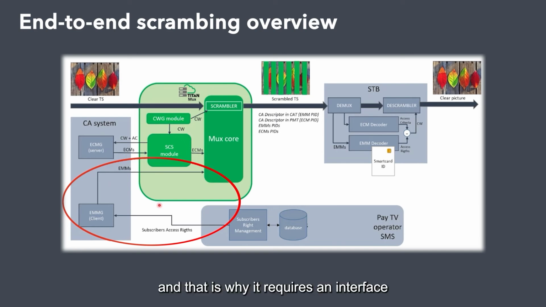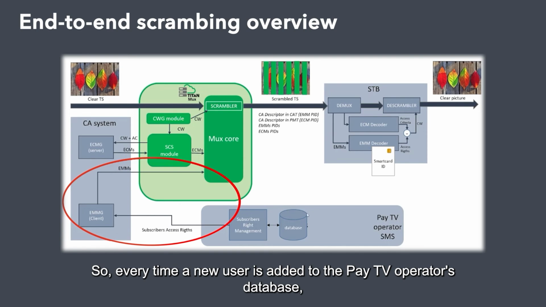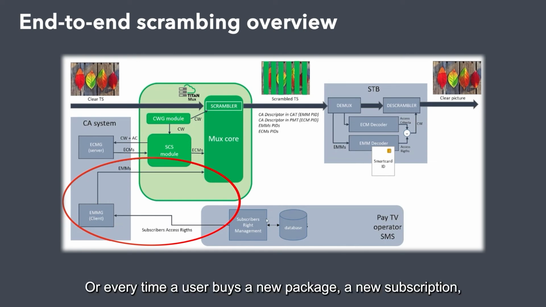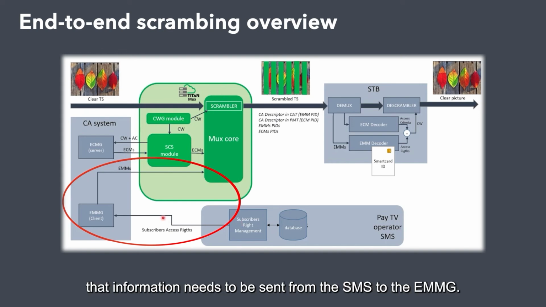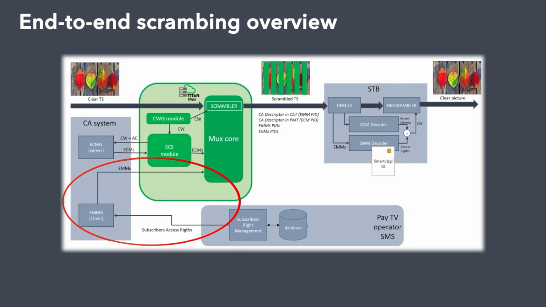that is why it requires an interface with the pay-TV operator's SMS, the subscriber management system. So every time a new user is added to the pay-TV operator database, it also needs to be included in the EMMG database. Or every time a user buys a new package, a new subscription, a new premium package, for instance, that information needs to be sent from the SMS to the EMMG. So it progresses through the whole chain up to the smart card.